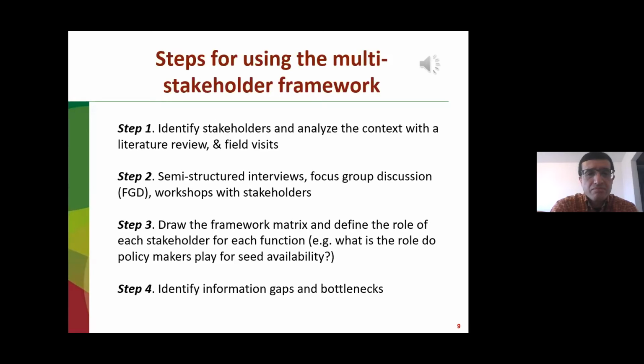For example, in the case of a workshop, we will need to define the venue, the date, the persons who will attend this meeting, the agenda, etc. And then in step 3, in each of these methodologies, in the interviews or in the focus group discussions or in the workshops, we need to work with the framework matrix. So we will draw the matrix and define the role of each stakeholder for each function. For example, what role do policymakers play for seed availability? So we need to fill each relevant cell in the matrix that we just saw. Then in step 4, we can identify gaps, information gaps, and also bottlenecks or potential coordination breakdowns among the different stakeholders.